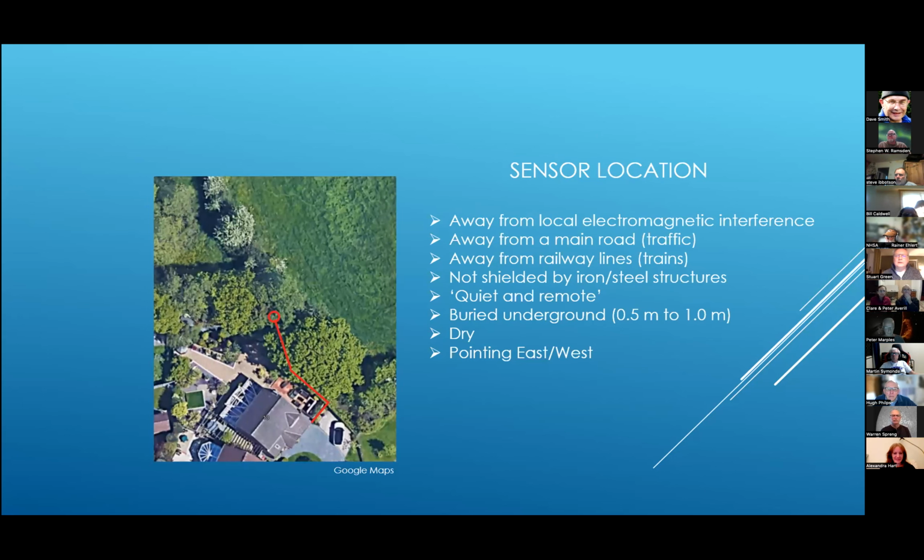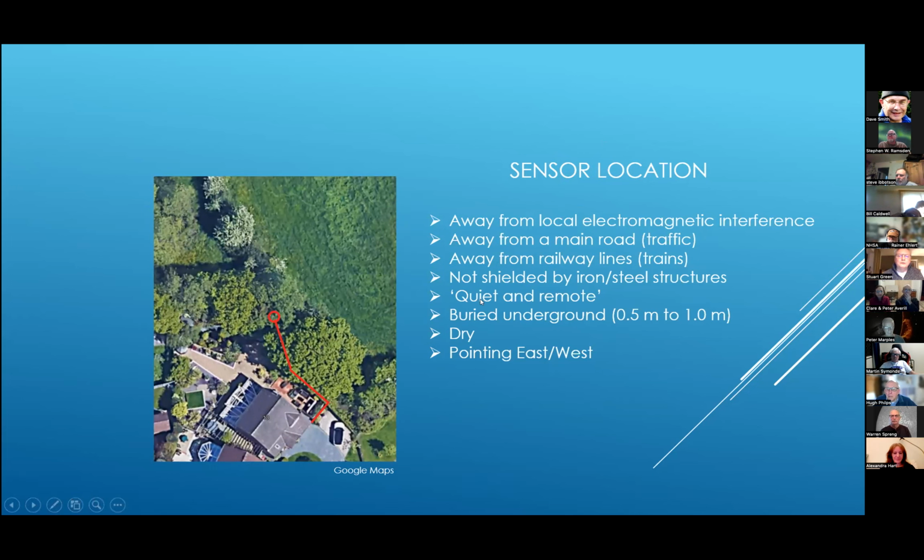The other important thing is sensor location. You've got to keep it away from electromagnetic interference or from the road, where you might get heavy lorries, a lot of steel passing a magnetometer is not a good thing, or railway lines with trains passing, or the electrical system overhead on a railway line. It shouldn't be overly shielded with iron structures.